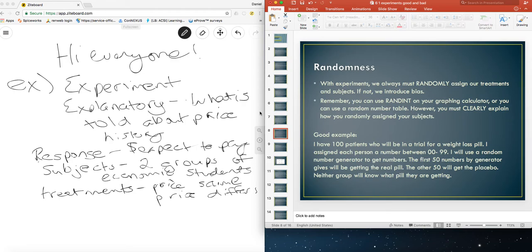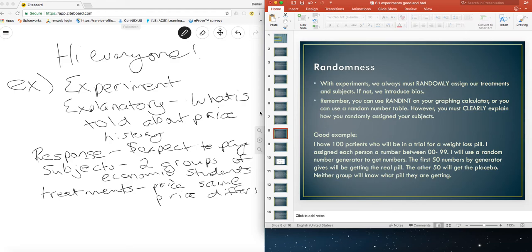So if everybody who is doing an online class is really organized and they always do their homework so they can always keep up with the online class, they may actually do better than kids who are in person. And maybe they were in person because they need somebody to tell them, hey, do your homework. So randomness is a very important part of our whole procedure. So we always want to randomly assign our treatments and our subjects, or we introduce bias.